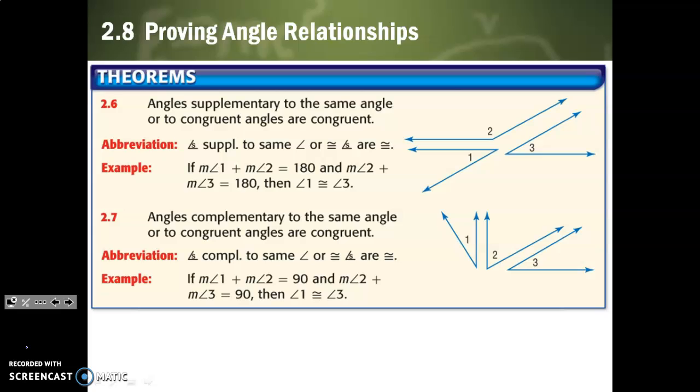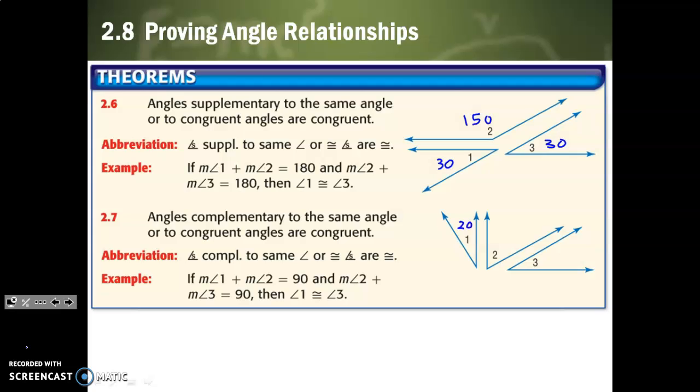You can read through this all you want to, but if I say angle 1 is 30 degrees and it's supplementary to angle 2, then angle 2 has to be 50 degrees. If I say 2 and 3 are supplementary to each other, then angle 3 would have to be 30 degrees. What does that say about angle 1 and angle 3? They have to have the same measurement, so therefore their angles are always going to be congruent to each other. Same thing here, and complementary.